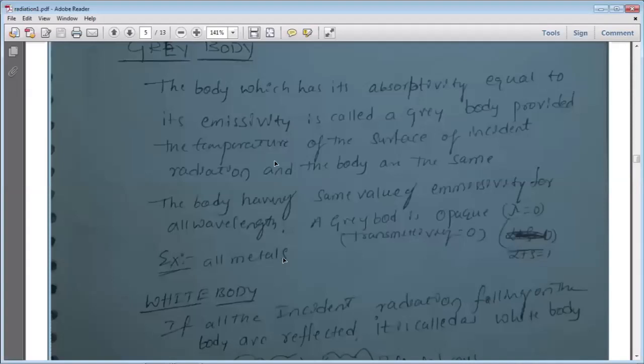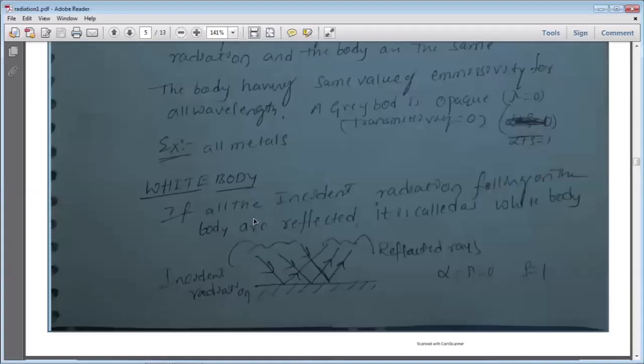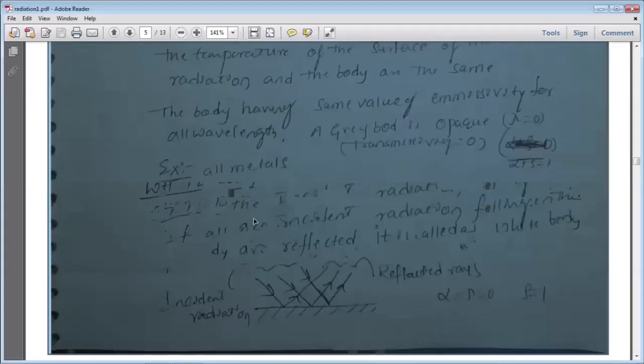Then, what is the meaning of the white body? It is just opposite to the black body.